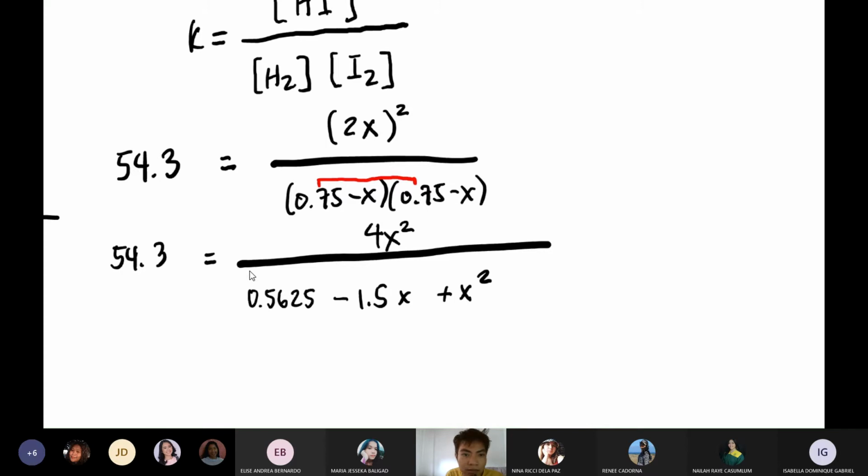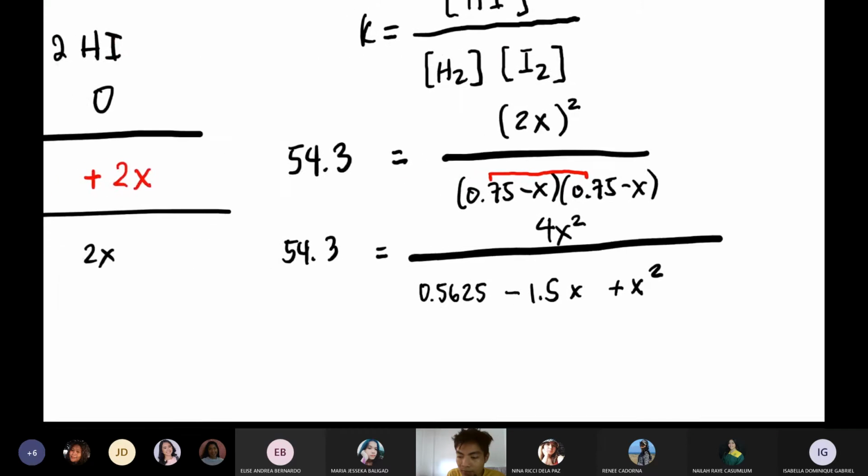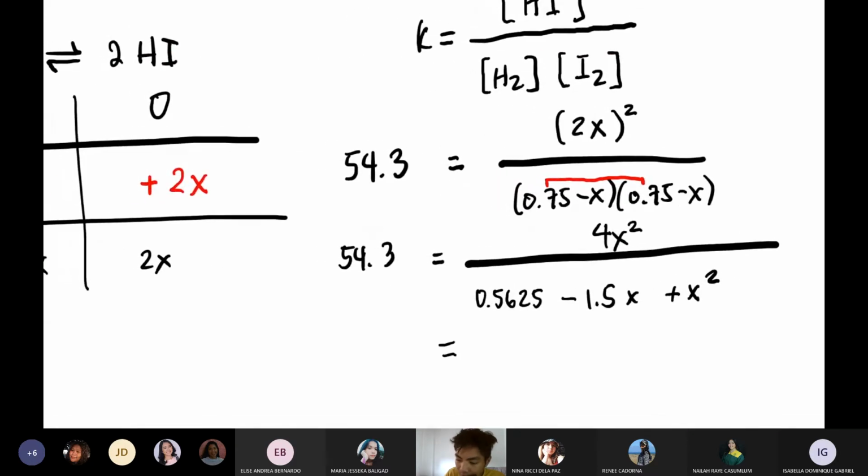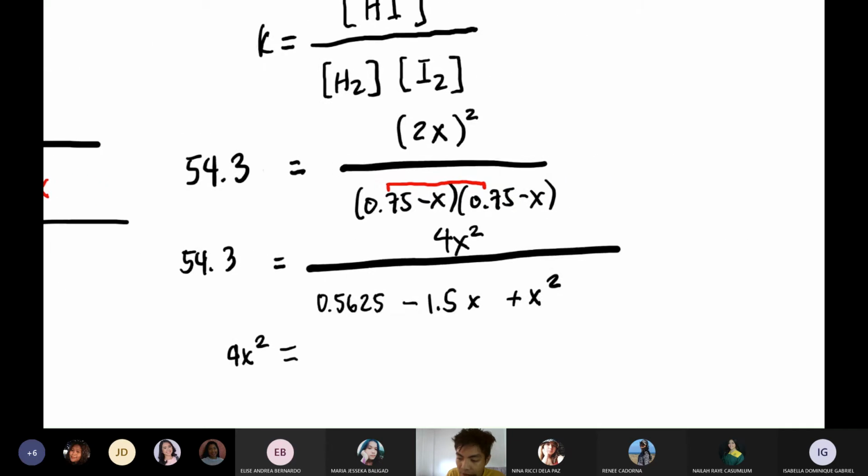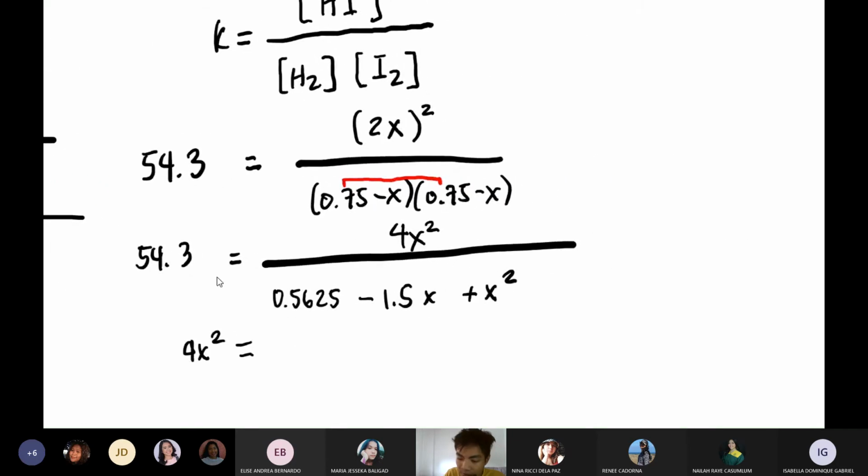Okay? So, what's next is that I will transpose this dito sa other side. So, i-cross multiply ko siya doon. So, we have 4x squared, and then I will multiply this dito. Nilagay ko yung 4x squared sa left side kasi hindi nakasya dun sa right side eh. So, pinag-switch ko na lang. Ito yung nilagay ko sa left, tas yung product nito yung sa right side.